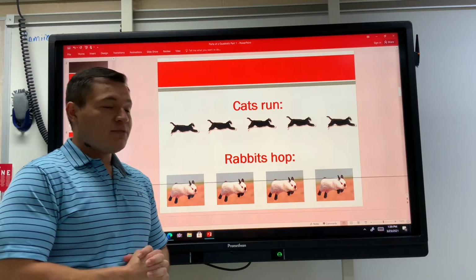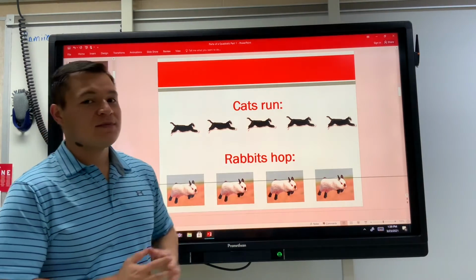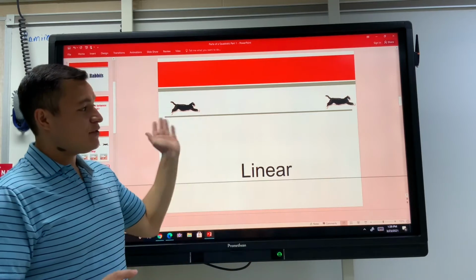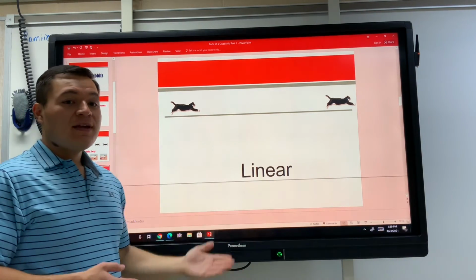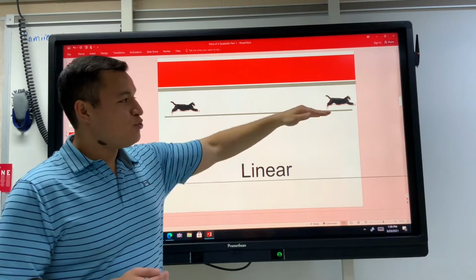But since we love our animals, we don't let our cats eat our bunnies. So our focus today is that cats go in straight lines. Cats are linear. Cats go straight. They zoom quickly.